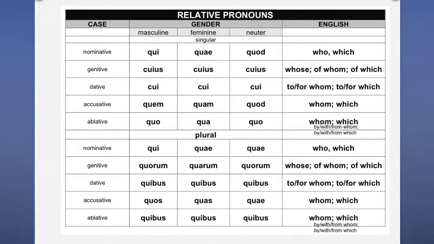Qui, quae, quod. Cuius, cuius, cuius. Cui, cui, cui. Quem, quam, quod. Quo, qua, quo. And now on to the plural forms.